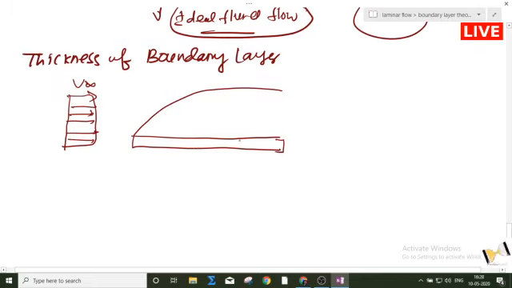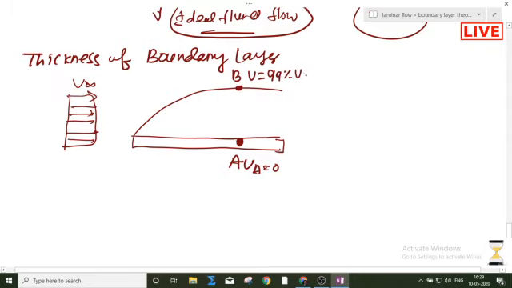Suppose I am choosing this point as A. At this point A, the velocity will be 0. The distance between this point A and another point, suppose this point B, where the velocity will be equal to 99% of the free stream velocity, is called the boundary layer thickness.